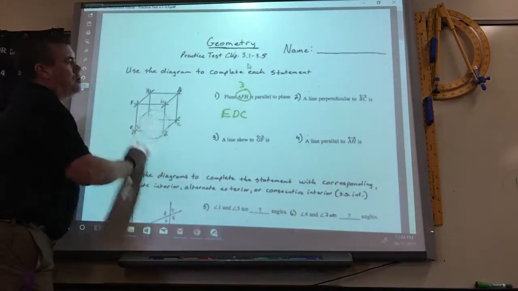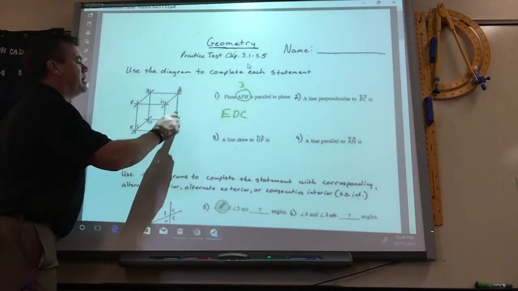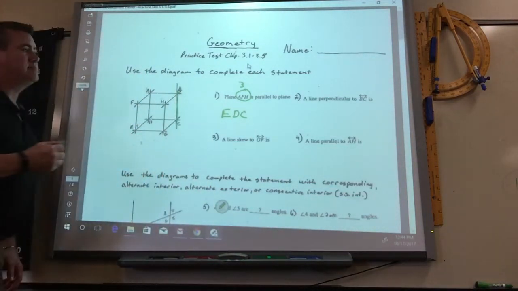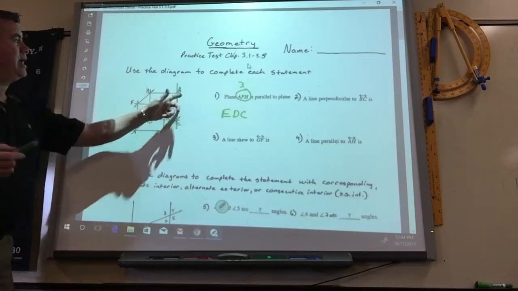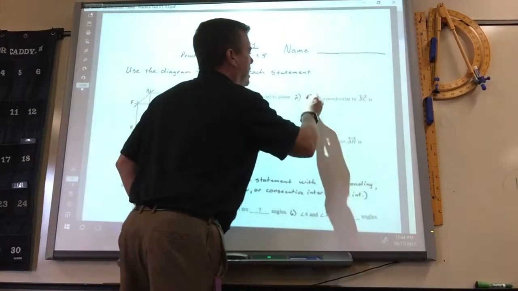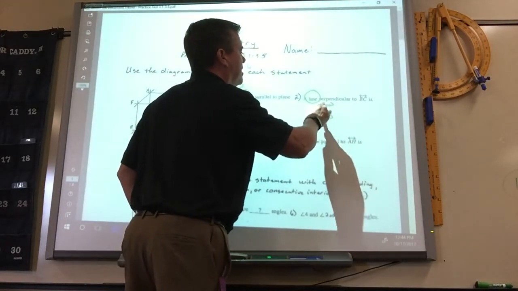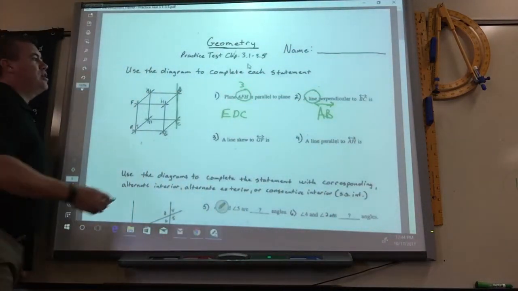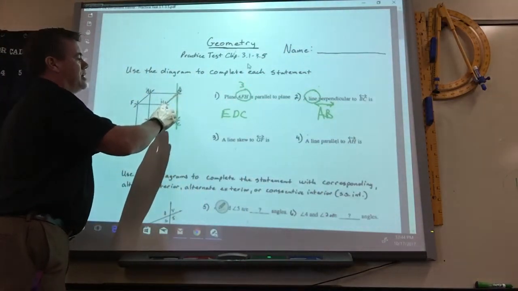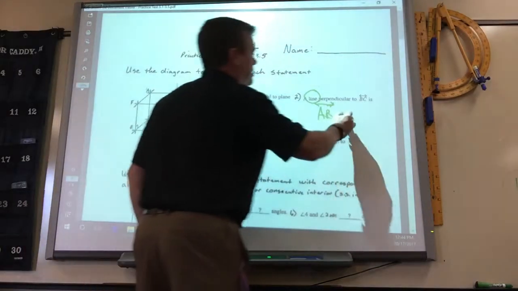So for number 2, a line perpendicular to BC. Perpendicular means it forms a 90. AB. Now, again, since they say line, don't get a half point taken off by forgetting to put the line symbol above it. You could have also put BH in there, because that's also perpendicular.